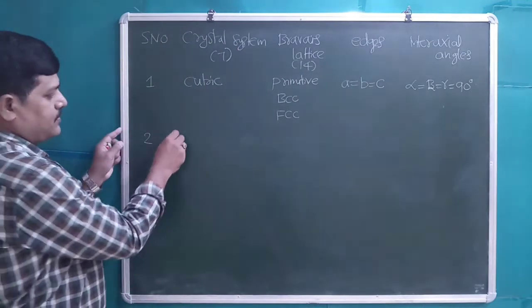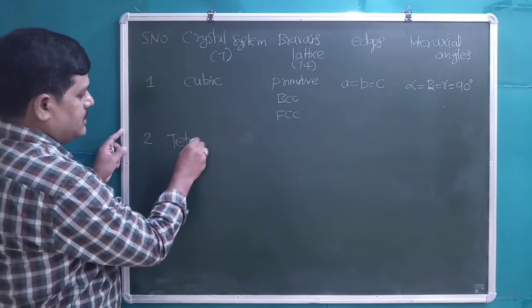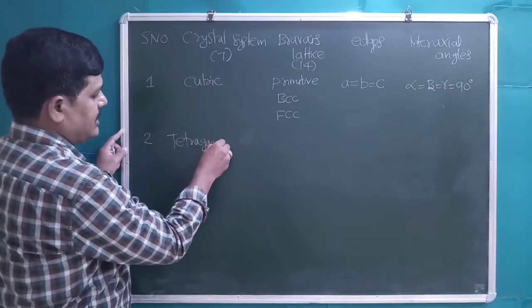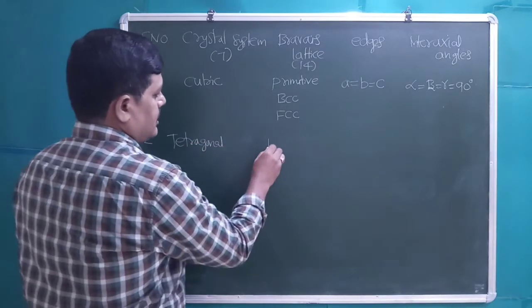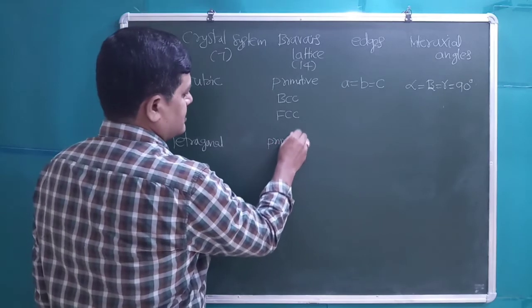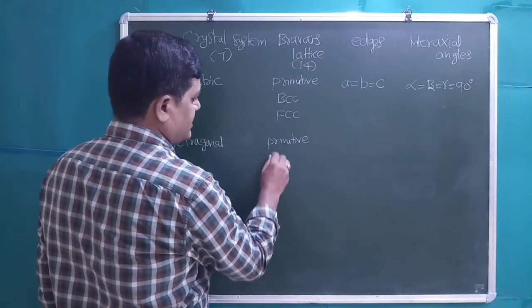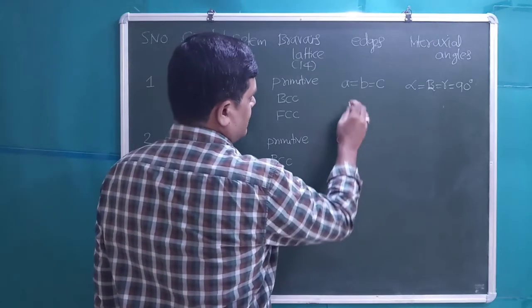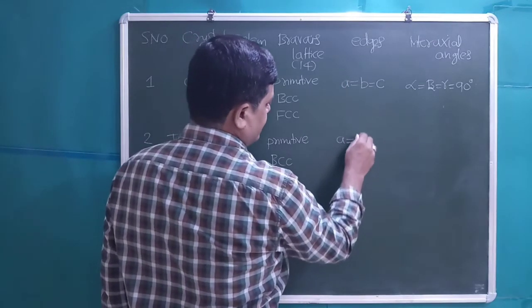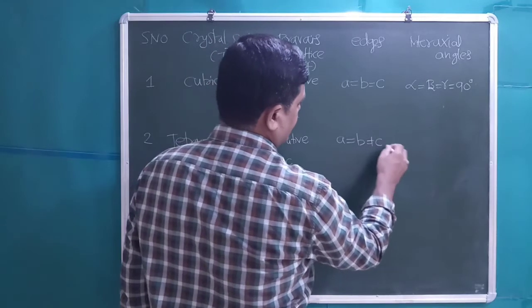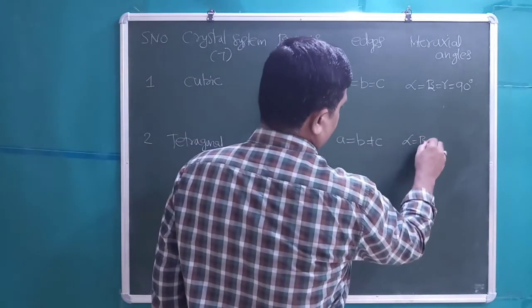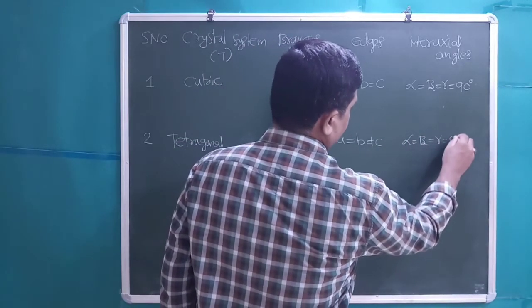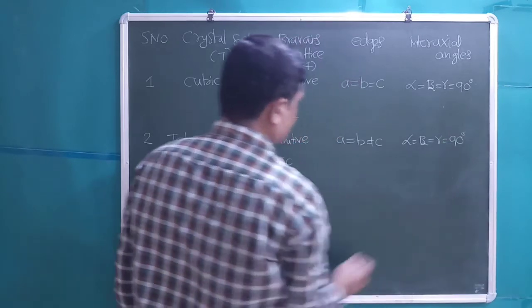Second type of crystal system is tetragonal. Here 2 possible variations are there: primitive and BCC. The relation between edge lengths is A is equal to B not equal to C, and alpha is equal to beta is equal to gamma is equal to 90 degrees.